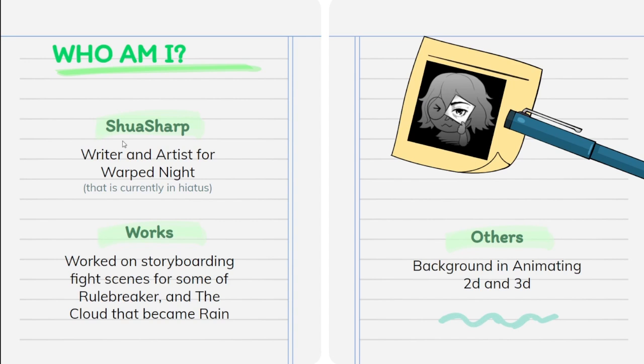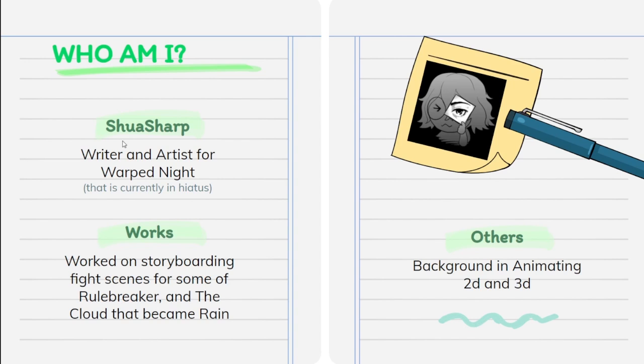So, for starters, what qualifications do I have to do this workshop? I honestly don't have much qualification, but I have created a webcomic called Warp Night, which I am currently remaking and is on a hiatus for around 2 months now. So, if any of you have heard of it, I will return to it soon. Some of my work are also on storyboarding fight scenes for Rule Breaker and The Cloud That Became Rain.